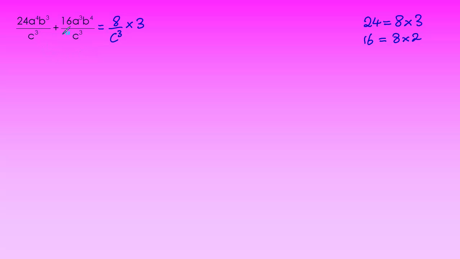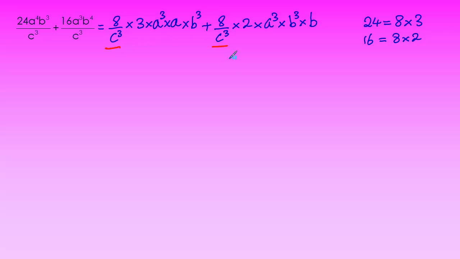And then looking at what's available with the a's, I'm going to write a to the 4 as a cubed times a, and then the b cubed just as b cubed, and then we've got plus, and then I'm going to write 8 over c cubed and multiply that by 2, which gives us our 16. The a cubed I'll write as a cubed, and the b to the 4 I'm going to write as b cubed times b.